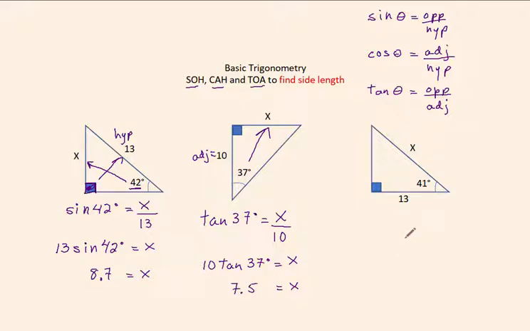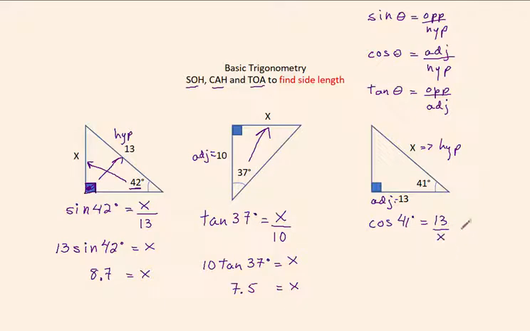7.5. Our last case here for finding a missing side length, I'm actually looking for the value of the hypotenuse. And I'm given this angle, 41, and the side that's forming this angle, that is also known as the adjacent side. So for this one, I'm going to be using the cosine. Okay, so CAH. So the cosine of 41 degrees will actually be equal to 13 divided by my hypotenuse, which is x.